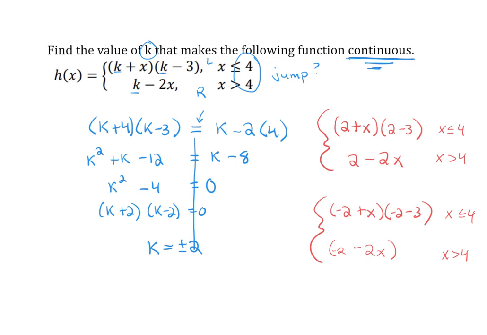Now you don't have to write this down, but I'm doing a quick check. We found this k value. When the k value is 2, we should not have a jump. It should be continuous. If you plug in 4 on the left, we'll have 6 times negative 1, which is negative 6. And if you plug in 4 on the right, you'll have 2 times 4 minus 8, which is negative 6. But we also solved that it would be continuous if k was negative 2. So if we plug in 4, we'll have 2 times negative 5, which is negative 10. Plug it in on the right, we'll have negative 2 minus 2 times 4, which is also negative 10. So it checks.